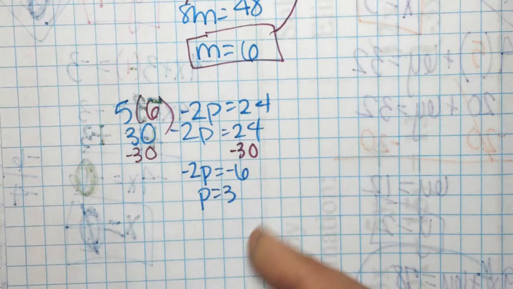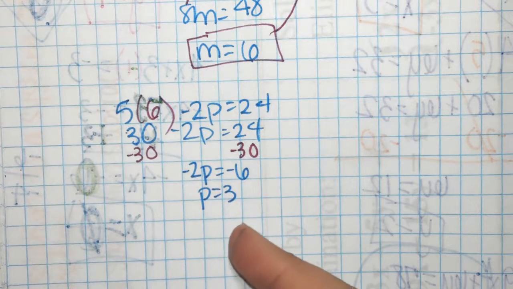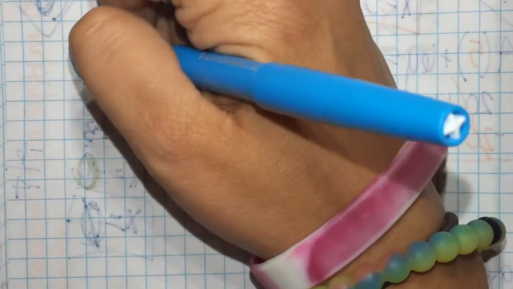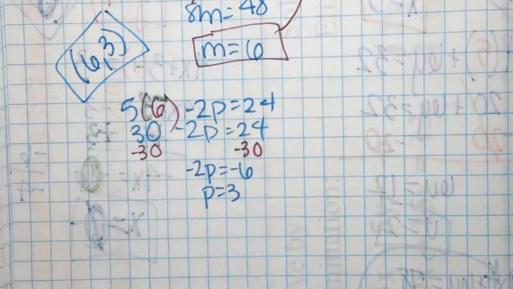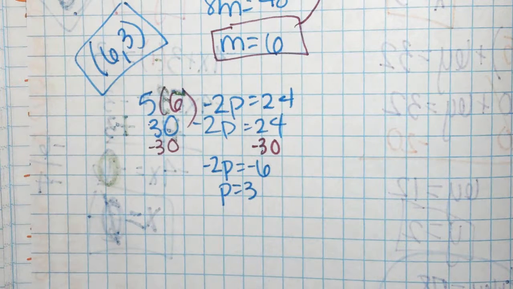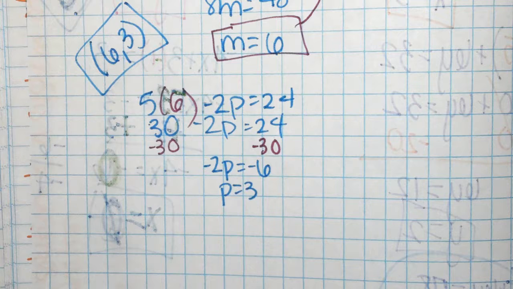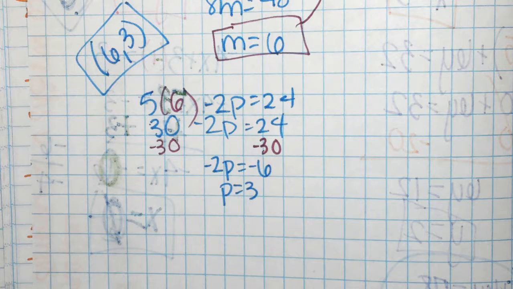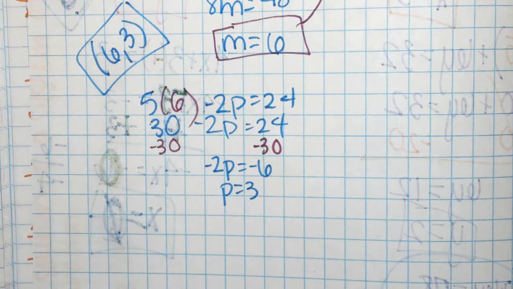Positive 3. Why is it positive? Because negative divided by negative. All right. And then it's 6, 3. How many of us got that one right? What a great day, children. That's half the class. The sign? That's okay. We fixed it, correct?